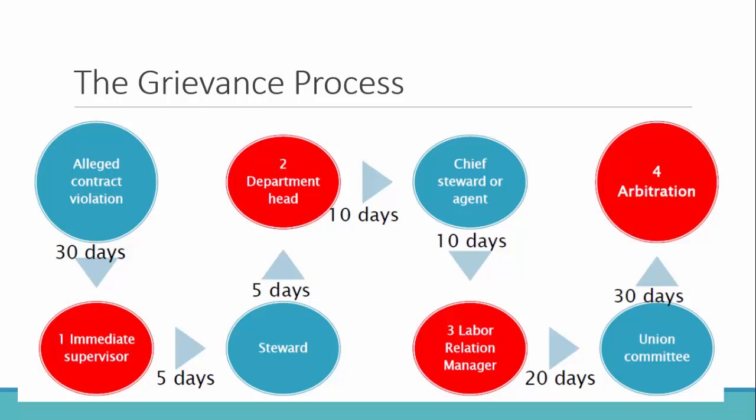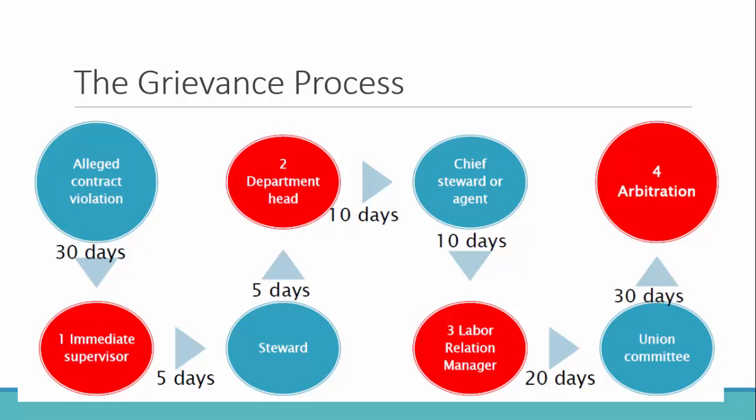The first step involves an informal procedure. The employee goes to the immediate supervisor expecting to solve the problem immediately. If it's not possible, it goes to the union steward. In this step, the union is involved. Together, the employee, counting with the representation of the union, goes to the department head.